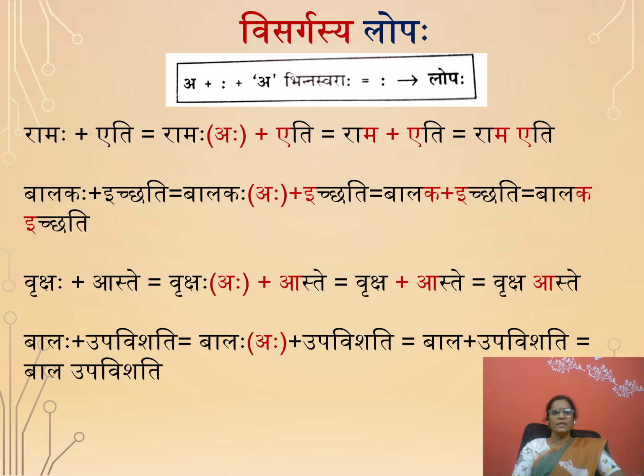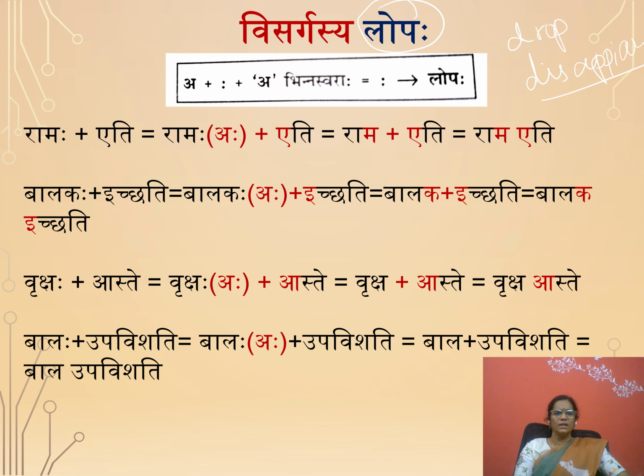Next Sandhi, Visargasya Lopaha. Next one is Visargasya Lopaha. Lopaha means dropping, disappearing. Disappearing is called Lopaha. So that means we have to drop the Visarga. In this Sandhi, what do we have to do? In the previous Sandhi, we changed the Visarga into U. That is called Visargasya Utvam. Now here we are dropping the Visarga. The Visarga will disappear in the Sandhi. That is called Visargasya Lopaha.